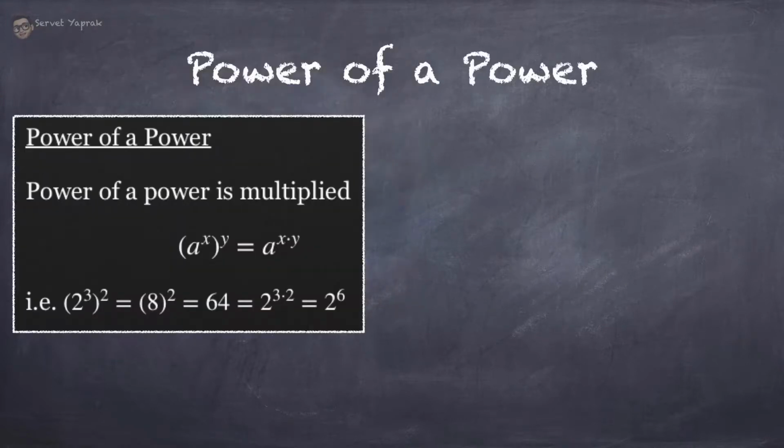Power of a power rule, or power to the power rule. It basically says a to the power of x, to the power of y, equals a to the power of x times y. We don't add them up, we multiply them.